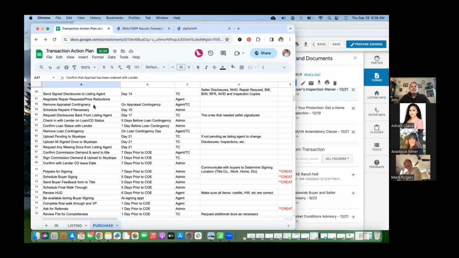We're coming up on day 10, and we're supposed to remove the contingency by day 14. That appraisal has yet to be conducted, so we're going to ask for an extension of time. We're going to talk with that lender.